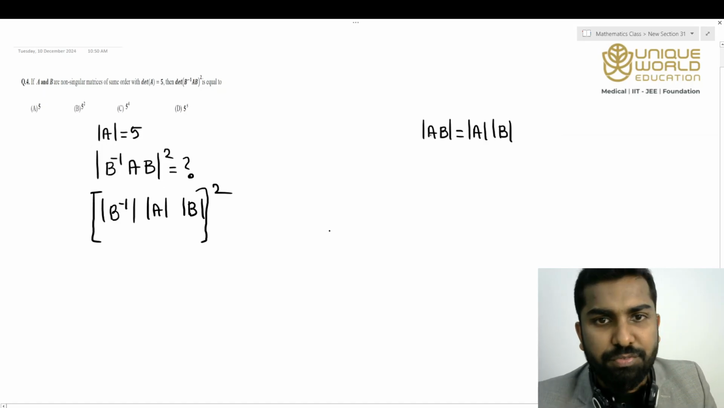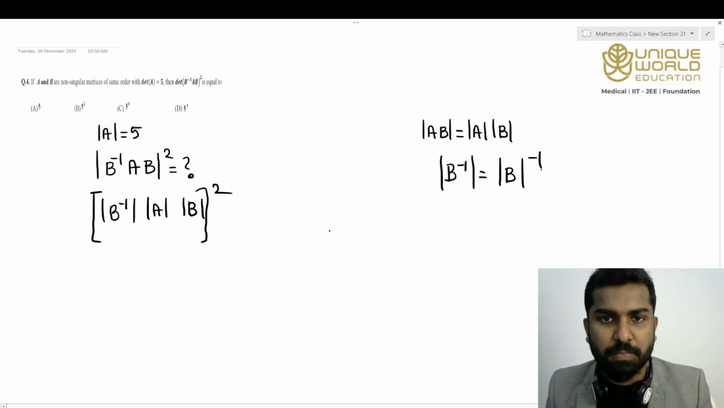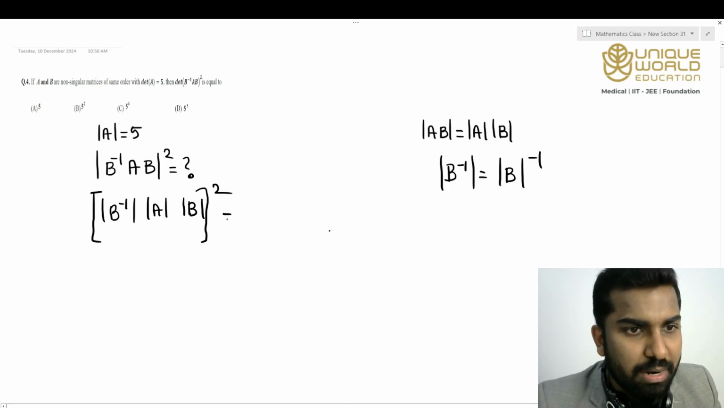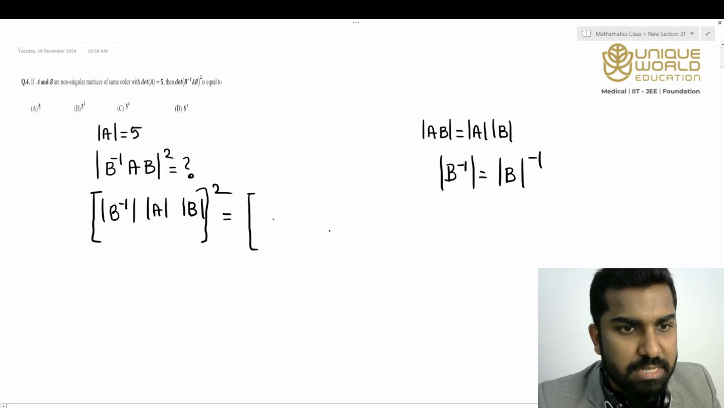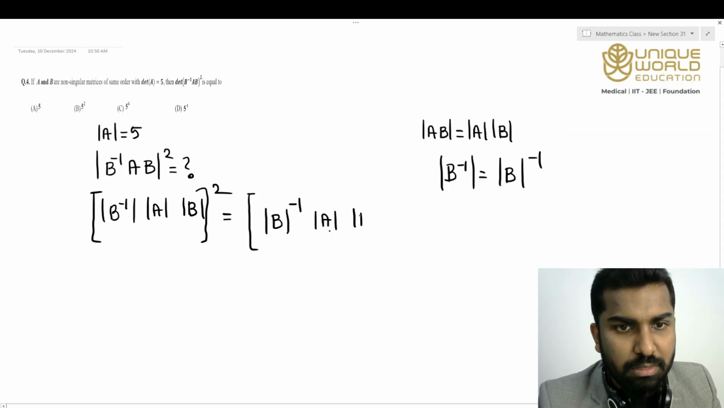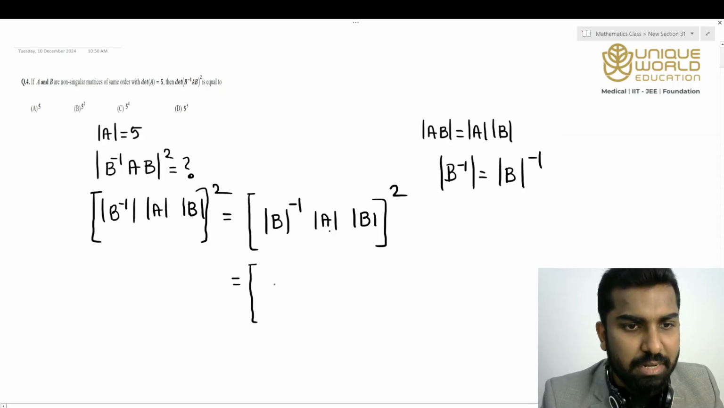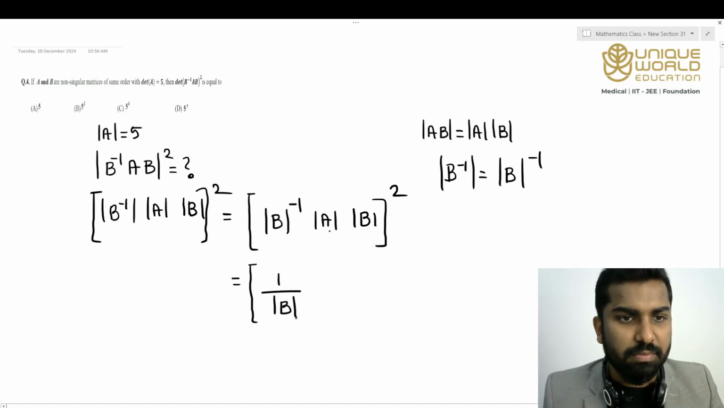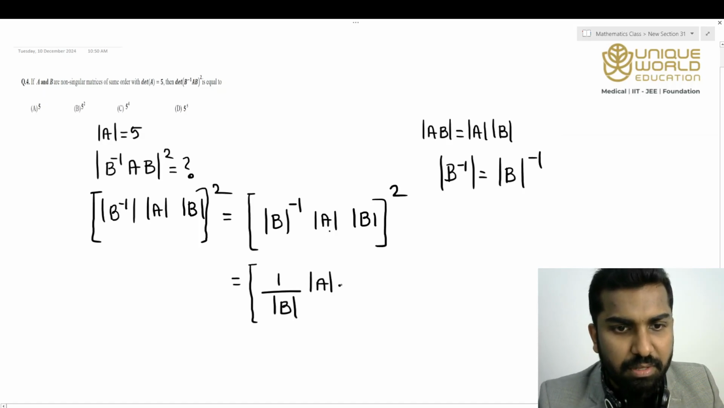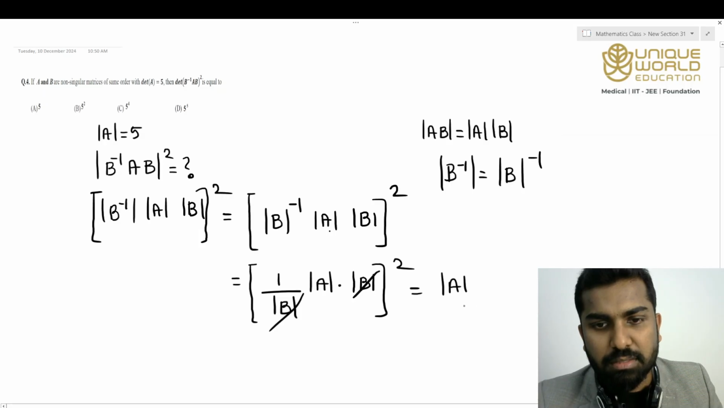Now we know determinant of B inverse will be equal to determinant of B whole inverse. Both will be equal. So I can rewrite this as determinant of B inverse into determinant of A into determinant of B, the whole square. Now determinant of B inverse I can write as 1 by determinant of B, into determinant of A into determinant of B, the whole square. Now determinant of B divided by determinant of B we can cancel. So we are getting determinant of A the whole square, that's it.